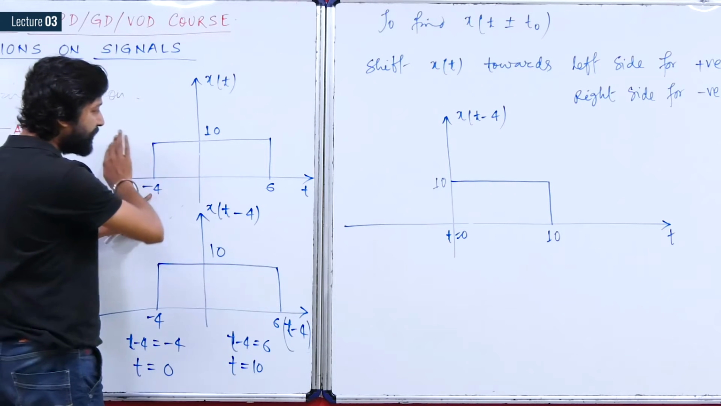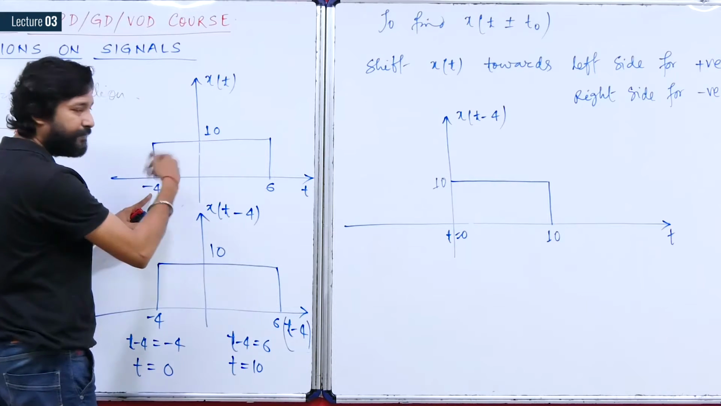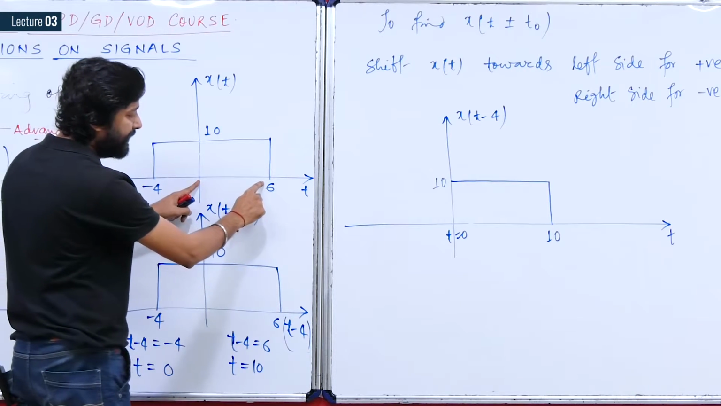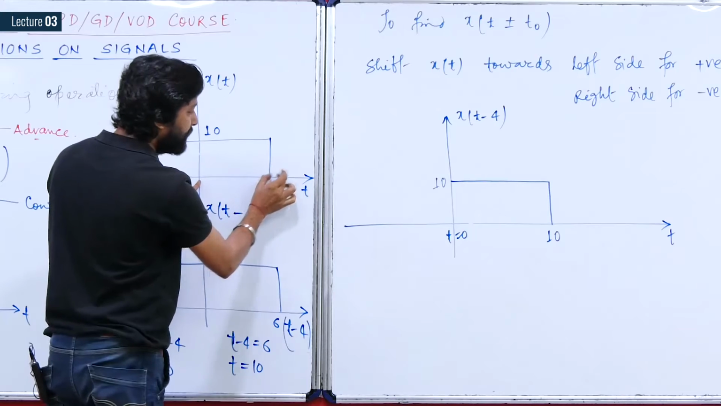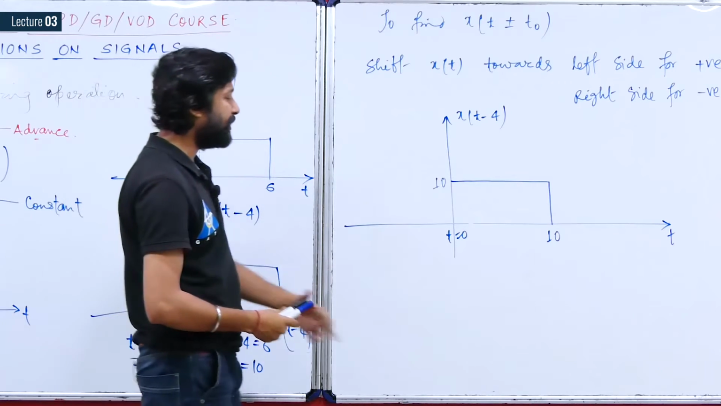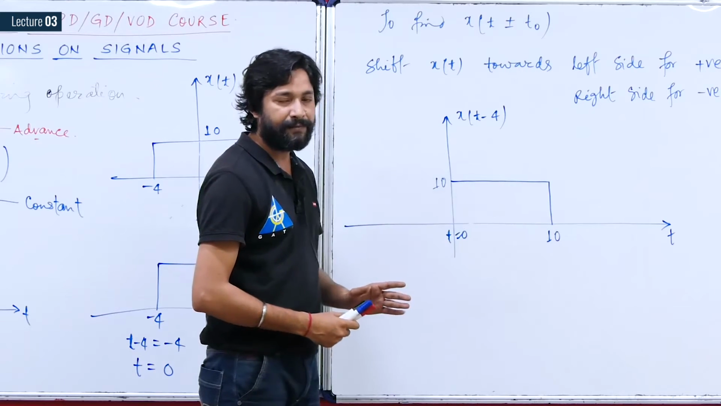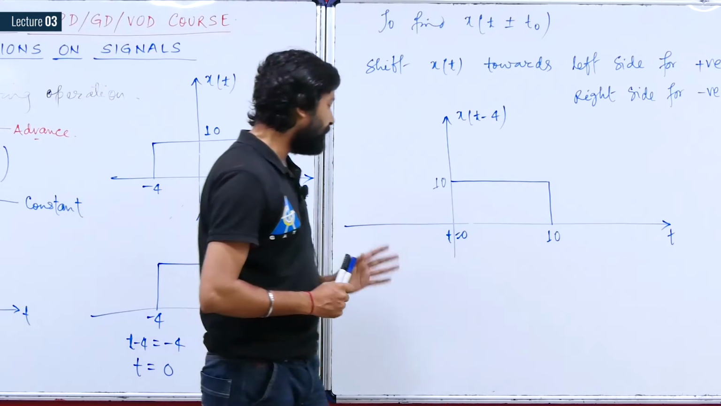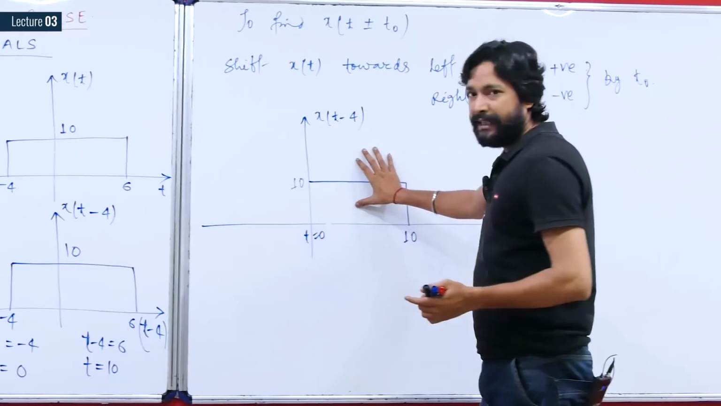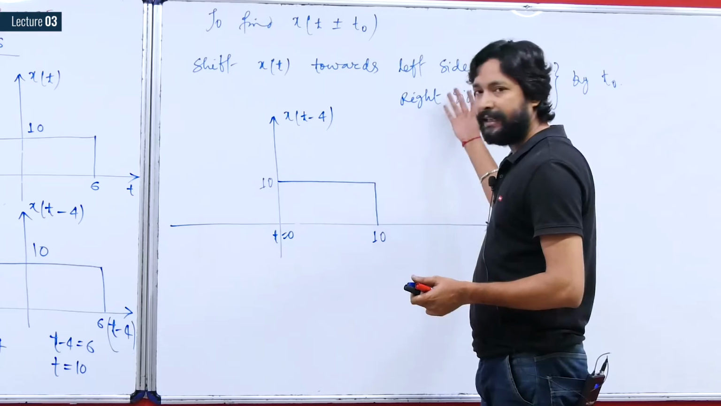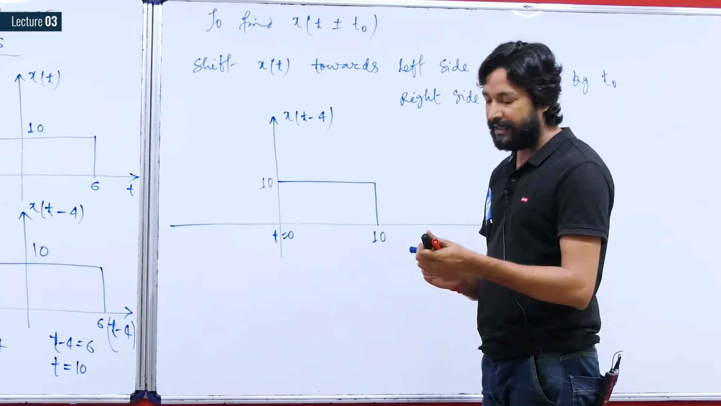So if you slide this signal towards the right hand side by 4 units, then this minus 4 will come at 0, and this 6, after sliding by 4 units, will move to 10. Therefore you have plotted the signal x of t minus 4 with respect to t, existing from 0 to 10 seconds. We are taking an example for continuous time domain only; we will see these operations for discrete time simultaneously also.